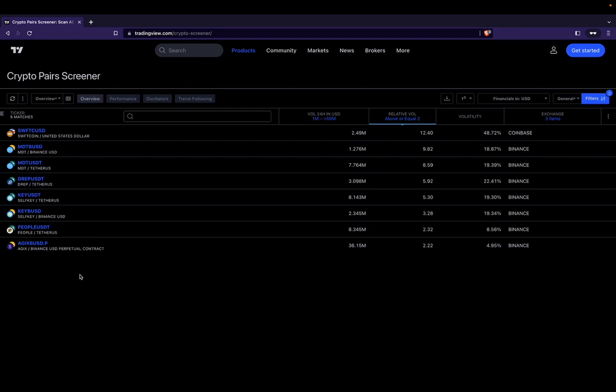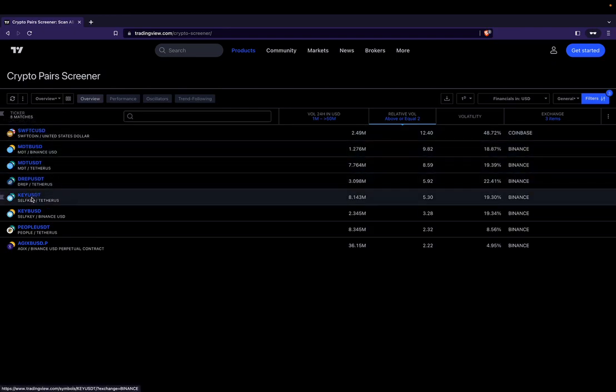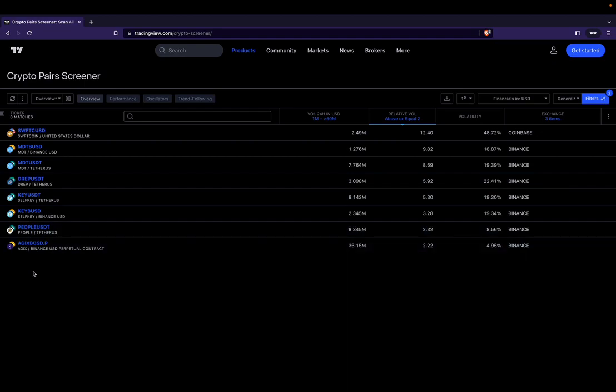So we get Swift, MDT, DREP, Key, People, and AGIX. And we chart them. We open them up and we look at key levels, support and resistance. We look at market structure. Is it bullish or bearish? Then we do other things. We wonder why is the volume elevated? And why is it so volatile? So we check the news for stories or updates that might have caused the moves.